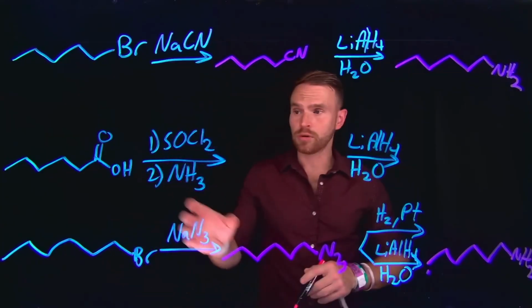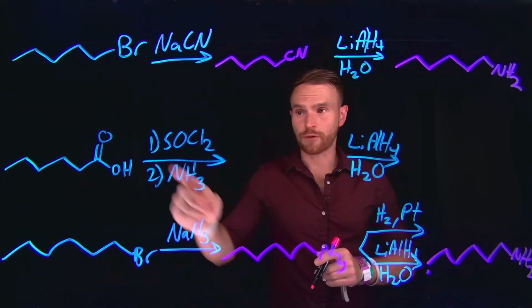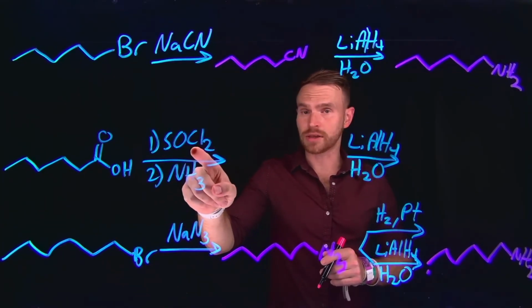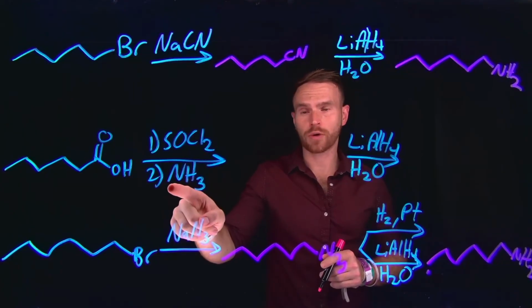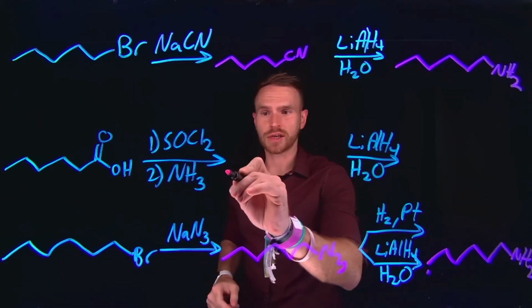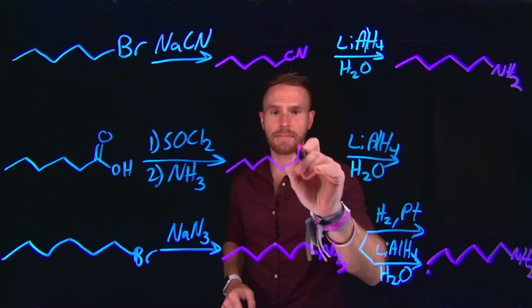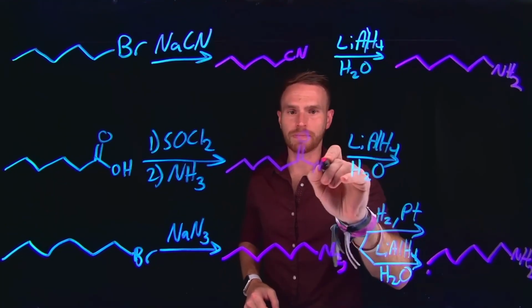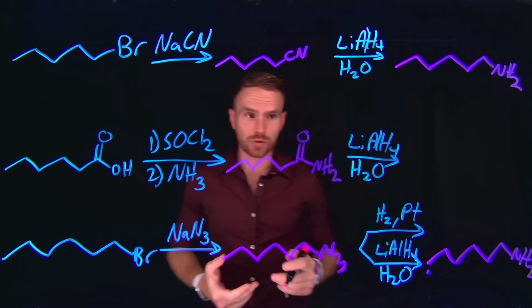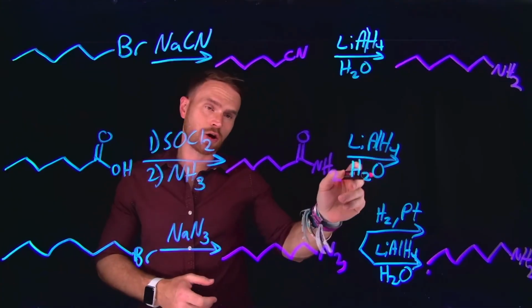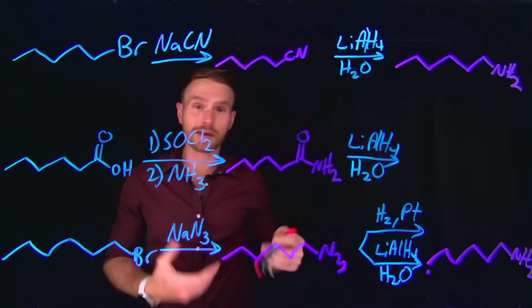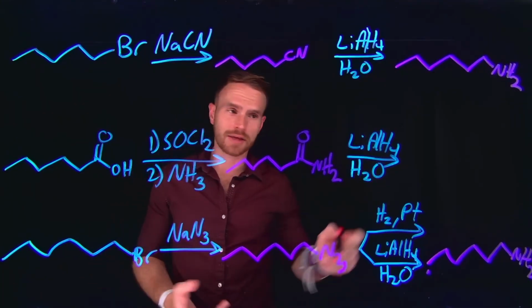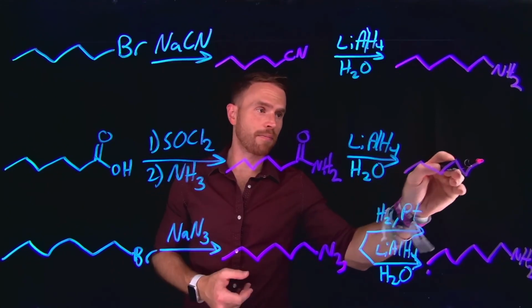The next example uses carboxylic acids to first convert to acid chlorides using thionyl chloride and then subsequently create the amide bond using an excess amount of the amine. So our product here is going to be an amide. Once we've produced this amide, we can reduce the carbonyl functional group using, again, lithium aluminum hydride followed by the addition of water to create our primary amine.